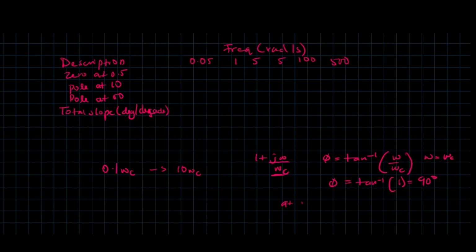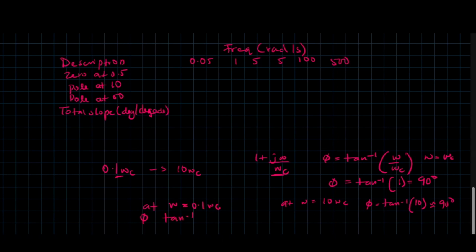And at W equals 10 WC, phi is equal to tan inverse of 10, which is approximately 90 degrees. And at the starting point, W equals 0.1 WC, phi will be tan inverse of 0.1, which is approximately 0 degrees. So the transition is from 0 to 90 degrees. I'm just showing you why this is so.